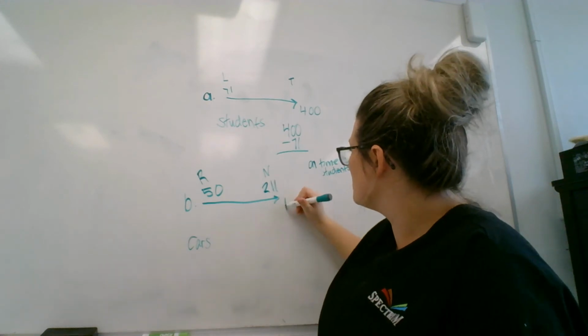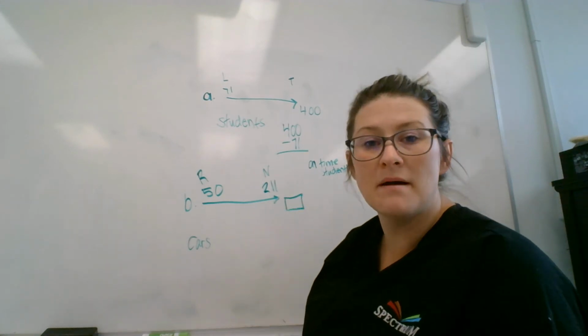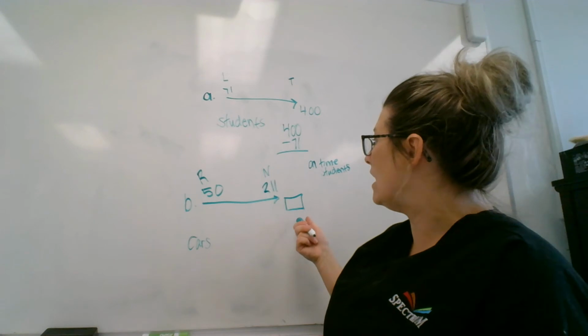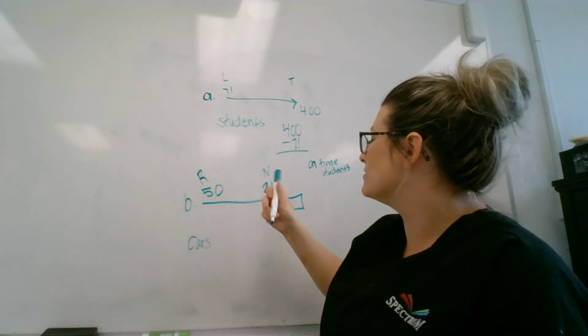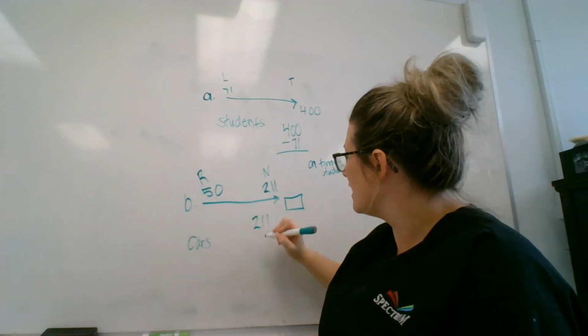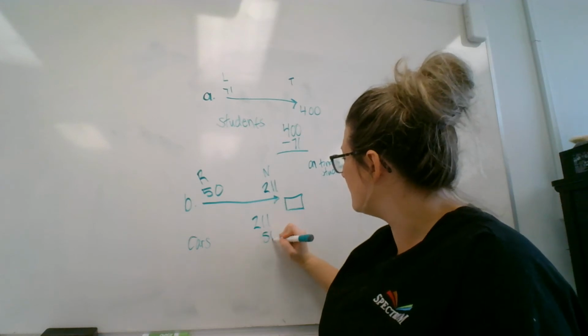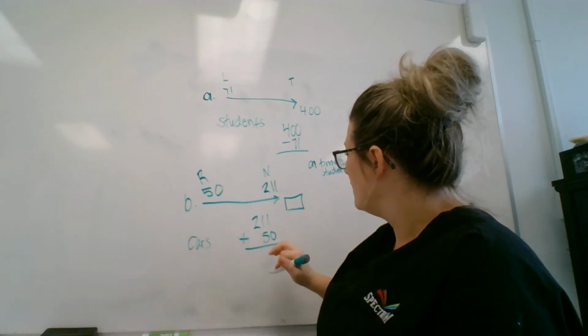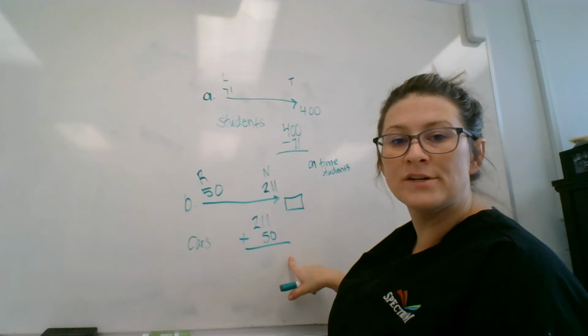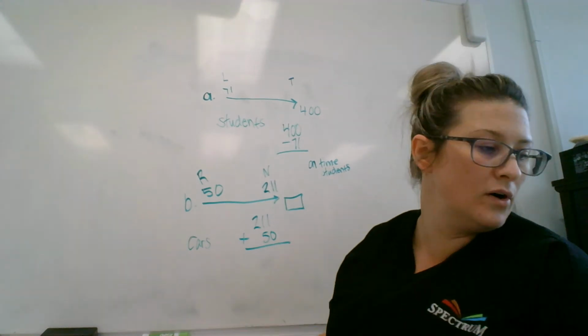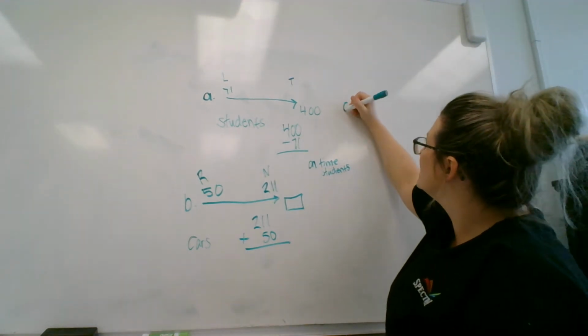Okay, so I'm missing my big number. How do I find my big number? To find out how many cars in all, I'm going to add those two together. So 211 cars plus 50. How many cars were on the lot? Make sure you answer this and write your label. Let's go ahead to C.